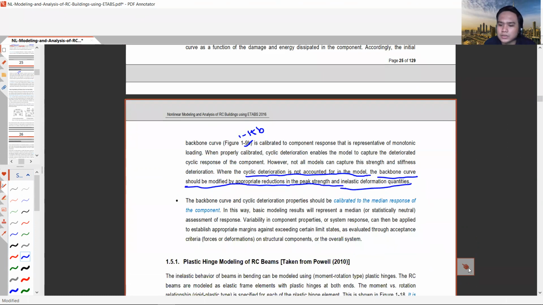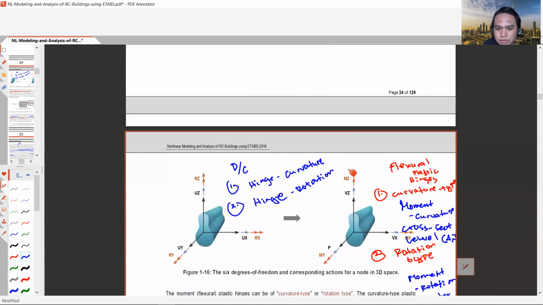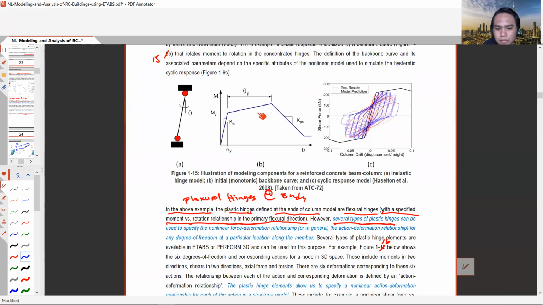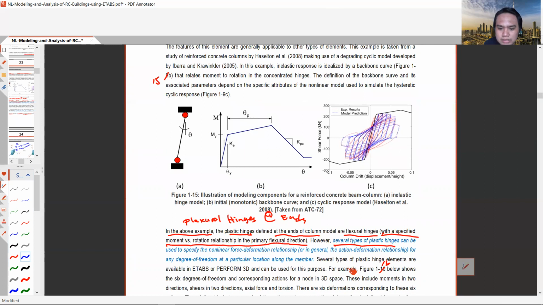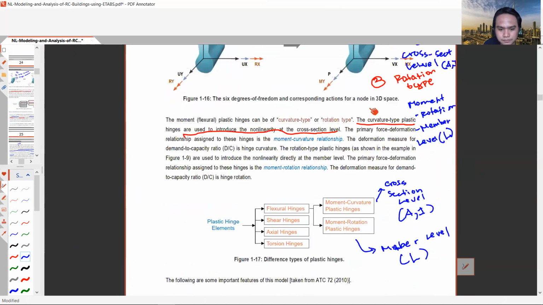Okay. So next is the backbone curve and the cyclic deterioration properties should be calibrated to median response of the component. So take note of this one. Sabi niya, dapat daw makalibrate natin into median response of the components. Okay, yung backbone and cyclic deterioration. So this one, the backbone curve and the cyclic deformation. Okay, or the cyclic response.